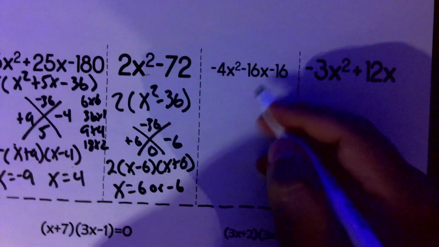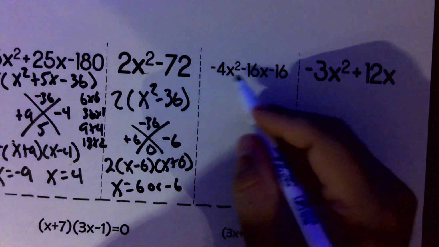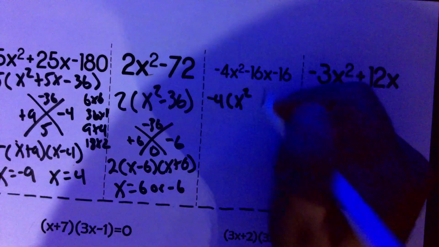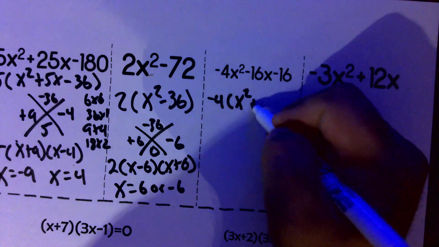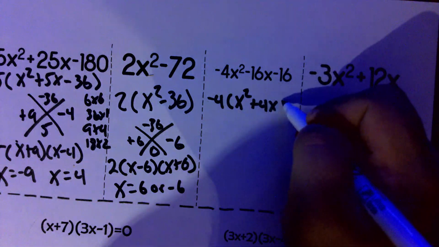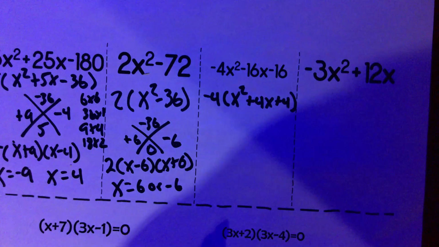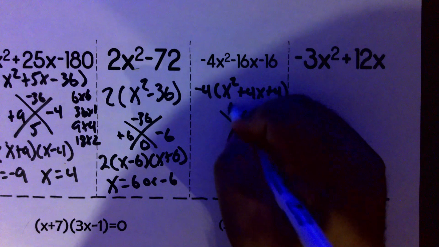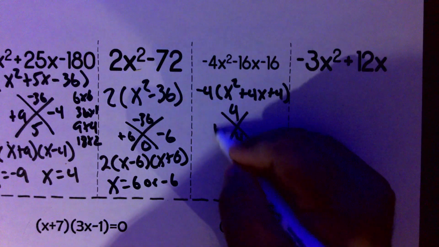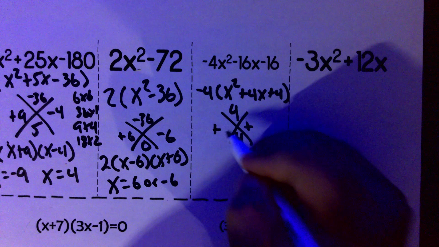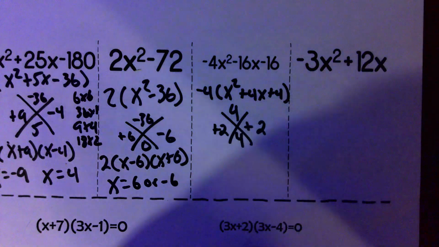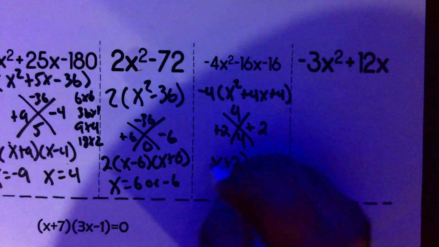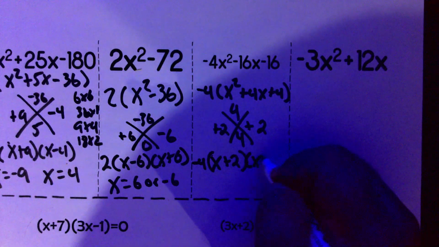All right, let's come on over to this guy. I have a negative 4 and negative 4 goes into both of these. So this is x squared. Negative 16 divided by negative 4 is positive 4x. And then once again, negative 16 divided by negative 4 is positive 4. And so now I can just do the x game again with the 4 on the top and the bottom. Both of these have to be positive because our b and our a are positive, and then what multiplies to 4 and adds to 4, those are both 2. So I can write this as negative 4 in the front, times x plus 2, times x plus 2.